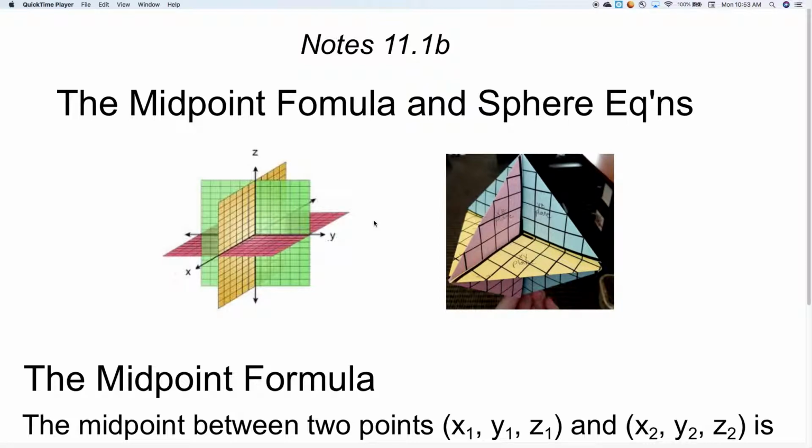The next two sections that we do, 11.2 and 11.3, we'll just do in one day, Tuesday and Wednesday. We'll review on Thursday, and you guys will be testing on your finals day. So this is Notes 11.1b. We're basically going to talk about midpoints and sphere equations.